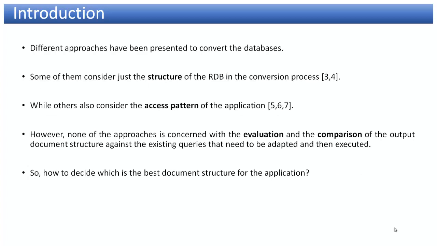Different approaches have been presented to convert the databases. Some of them consider just the structure of the RDB in the conversion process, while others also consider the access pattern of the application. However, none of the approaches is concerned with the evaluation and the comparison of the output document structure against the existing queries that need to be adapted and then executed. So, how to decide which is the best document structure for the application?